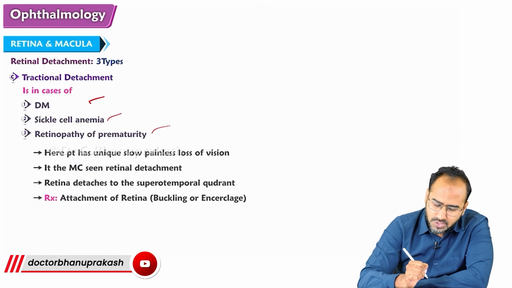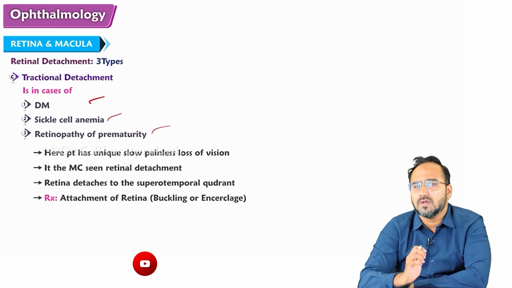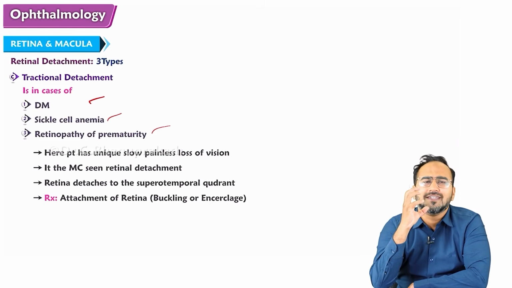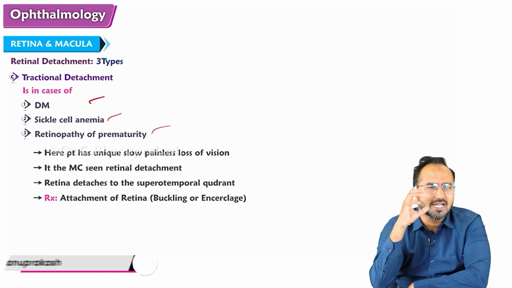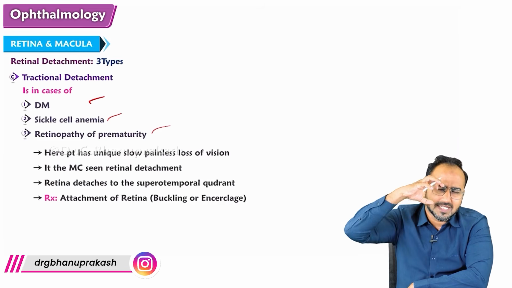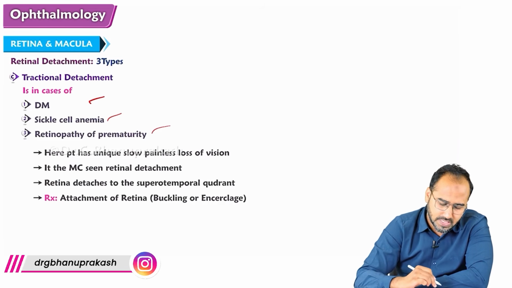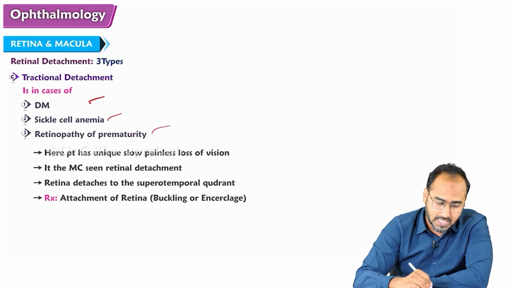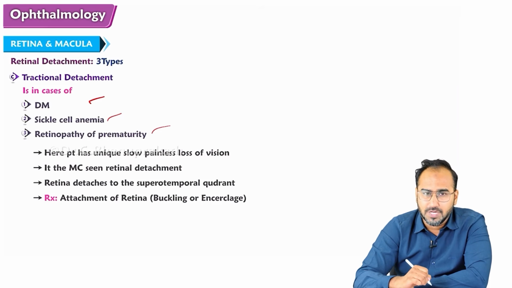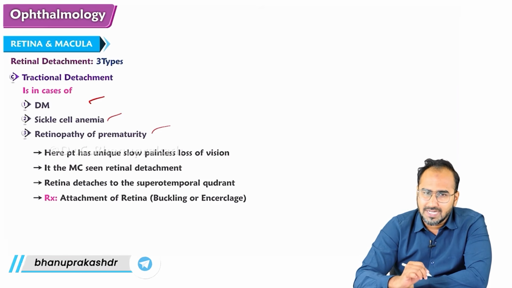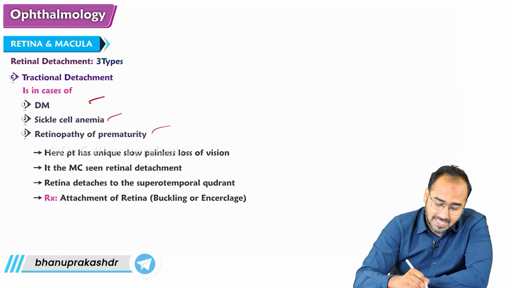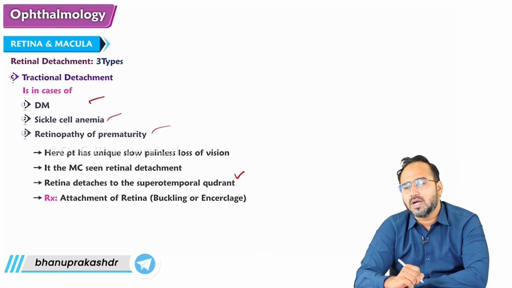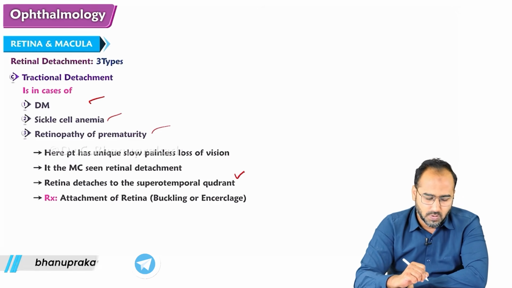Here the patient will have a unique painless loss of vision. And remember, guys, when the retina is getting detached in tractional, in which quadrant does it get detached? It gets detached in the superior-temporal quadrant. So, here the patient will have a unique painless loss of vision, right? Painless loss of vision. And it is the most common retinal detachment. When you compare all three, it is the most common retinal detachment. The retina detaches in which quadrant? In the superior-temporal quadrant, right?